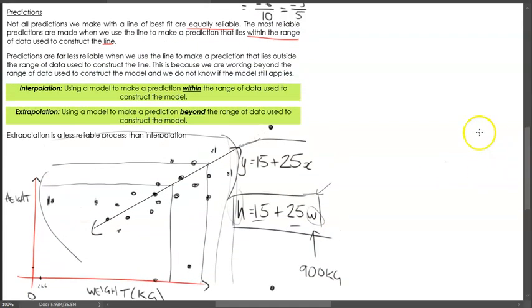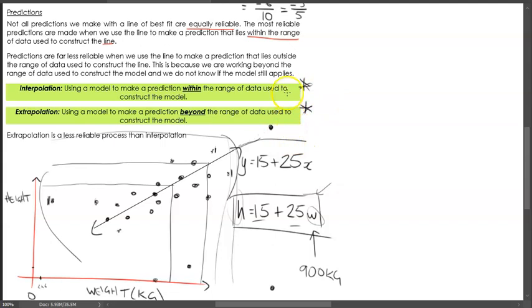So when we go beyond that, we are doing an action called extrapolation. And we're using the model to make a prediction that goes beyond the range, beyond being both sides of the data used to construct this model, okay? You will definitely see these two, interpolation and extrapolation, pop up within the data field, okay?